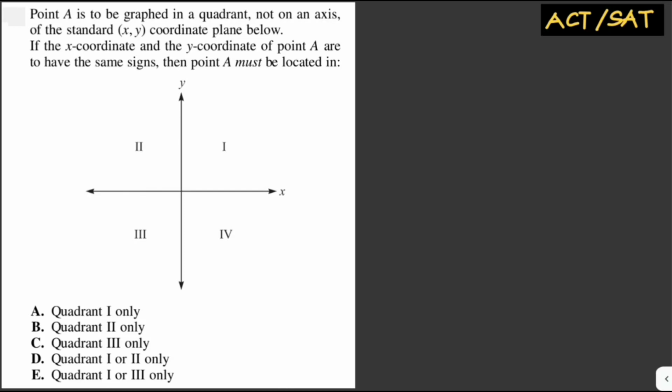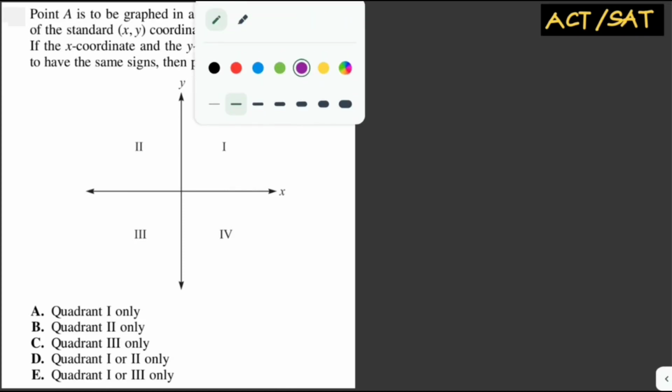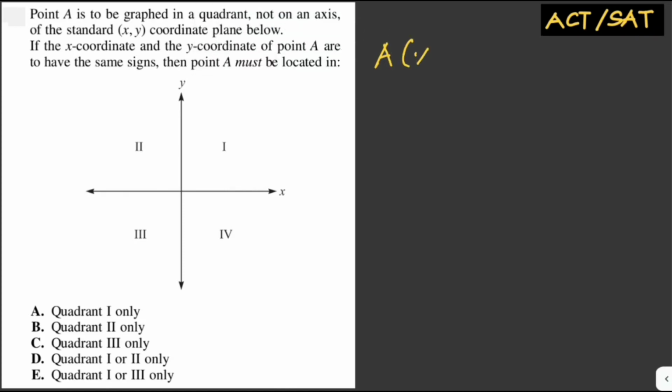Point A is to be graphed in a quadrant, not on an axis of the standard xy coordinate plane below. If the x coordinate and y coordinate of point A are to have the same signs, then point A must be located in. So we're given here this Cartesian system. We have the x and y axis. So point A has a coordinate of x, y. So the x coordinate of point A will be positive if it is to the right of the y-axis, and the y coordinate will be positive if it's above the x-axis.